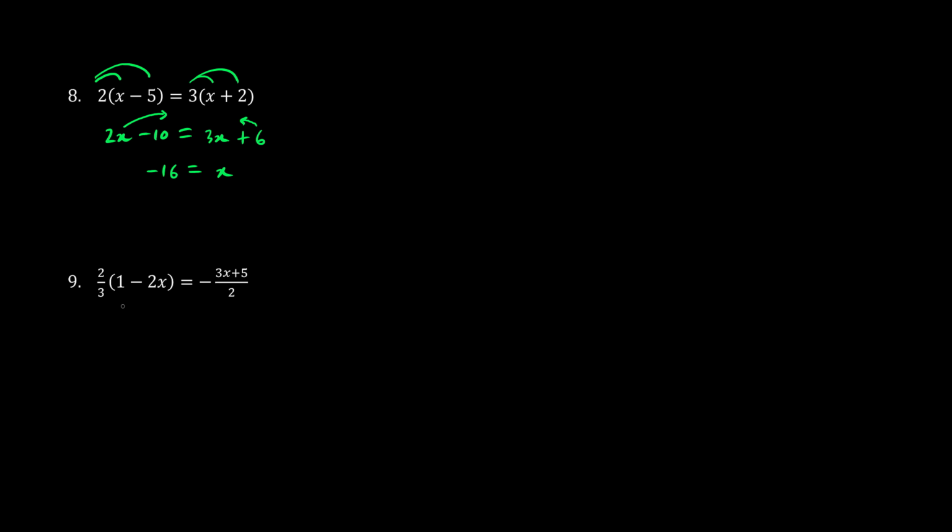Now for question number 9, we're going to get rid of the denominators by multiplying both sides by 6. So by multiplying both sides by 6, we get 6 times 2/3 and we get negative 6 over 2 times the numerator, 3x plus 5. 6 times 2 is 12, divided by 3 is 4. We have minus 3 times bracket 3x plus 5.